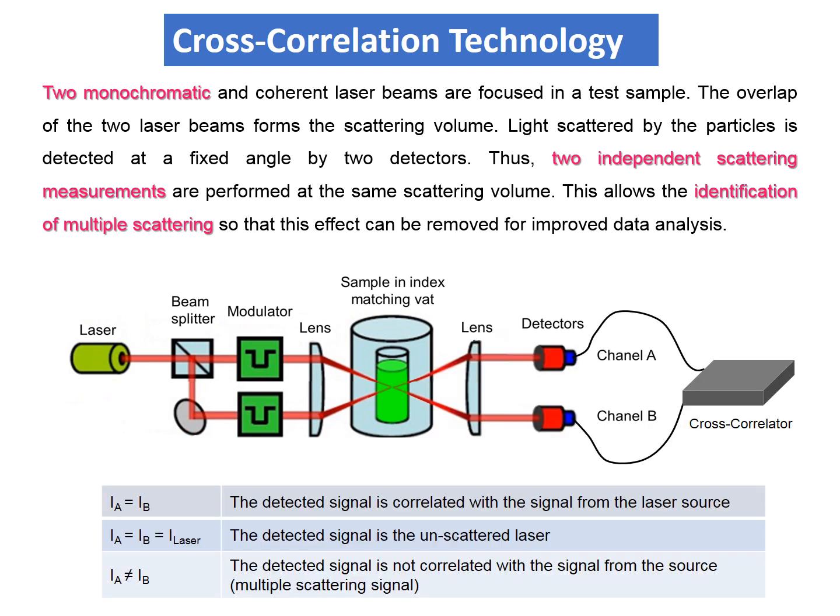Light scattered by the particles is detected at a fixed angle by two detectors. Thus, two independent scattering measurements are performed at the same scattering volume. This allows the identification of multiple scattering so that this effect can be removed for improved data analysis.